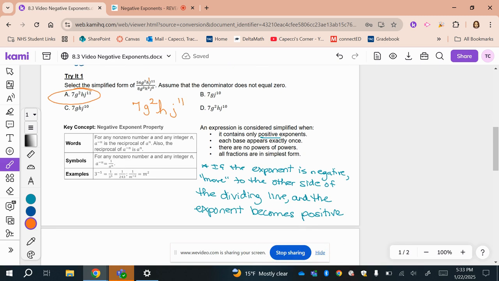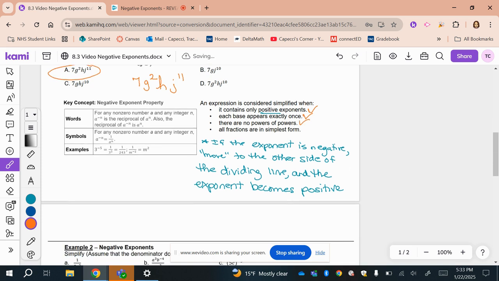Okay, moving on. Let's look at the negative exponent property. There's a lot of things we have to do when we simplify. First of all, we can't have any negative exponents. We have to make sure we have positive exponents. The base has to appear just one time. If it appears more than that, we can simplify it by putting it together. All the powers are going to be gone. We simplified them away, and all fractions are in simplest form. So for instance, if we had something like 2 over 4, we have to make sure we simplify that to 1/2.